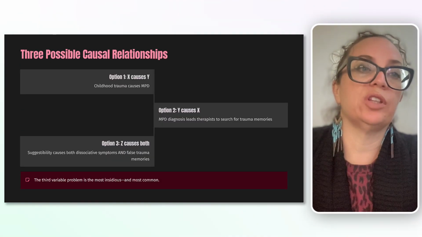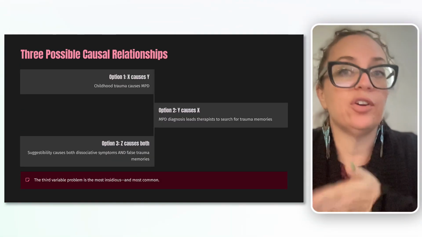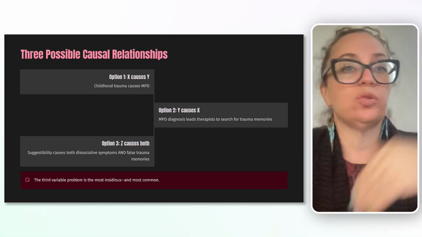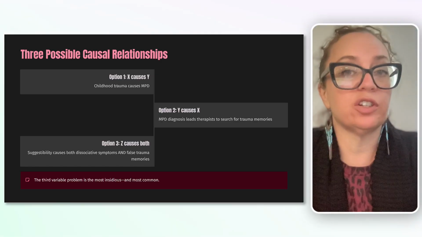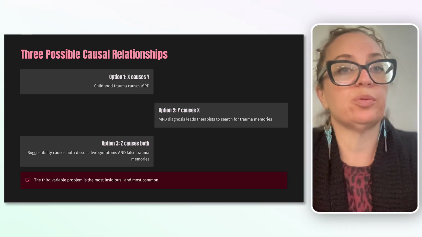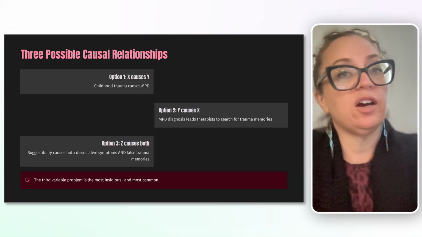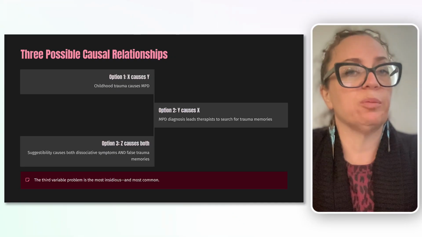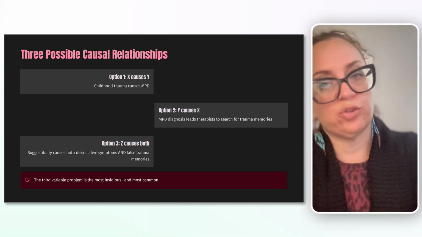When you find a correlation between X and Y, there are three possible causal relationships. Option one is X causes Y. Maybe childhood trauma really does cause multiple personalities, and that's the hypothesis we're testing. Option two is Y causes X, which is weird. How can multiple personality disorder cause trauma? Well, it can't cause actual trauma, okay?